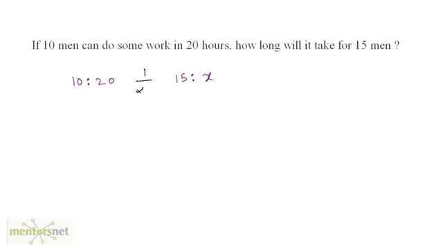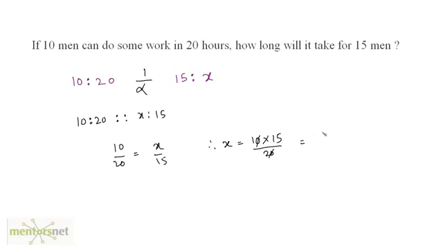But this is in inverse proportion, right? So I can say that 10 is to 20 is in proportion with the inversion of one of the ratios. So let us invert 15 is to x. So x is to 15. Therefore 10 by 20 is equals to x by 15. And hence x is equals to 10 into 15 by 20. So I have x's value as 15 by 2. So it takes 15 by 2 hours to complete the work by 15 men, right?